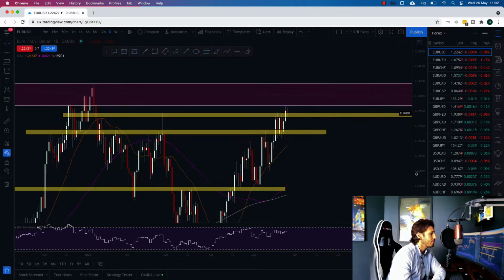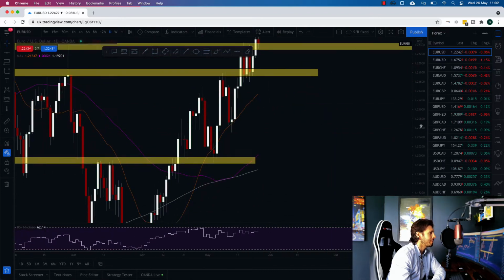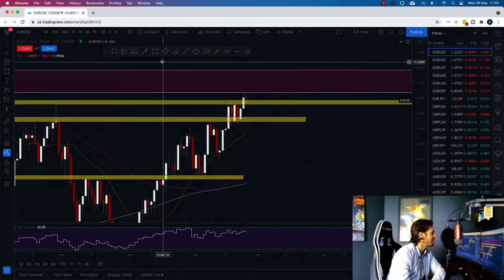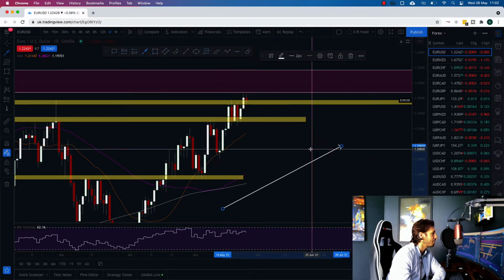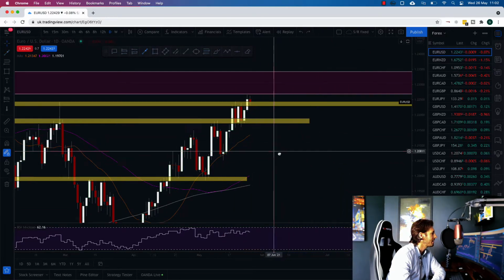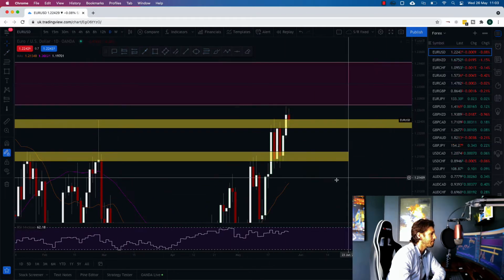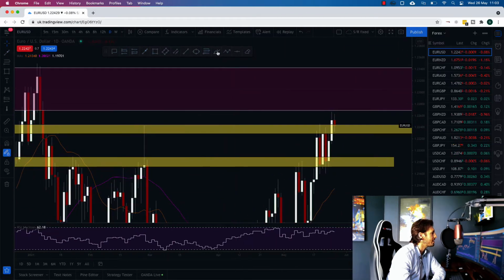Let's start on euro dollar. So just looking at the moving averages here, we're extremely bullish still. We're above the 20, 50 and 200 day moving average. Now I'm on the daily time frame here and we've already broken above this high here. So we've started to break above structure levels. Again, we've taken out these highs and these highs.